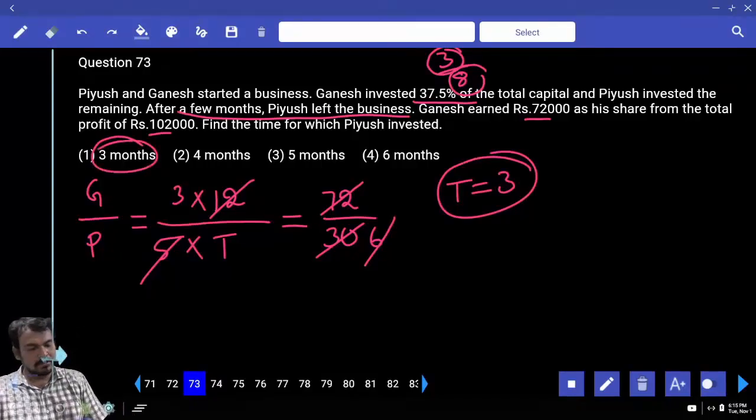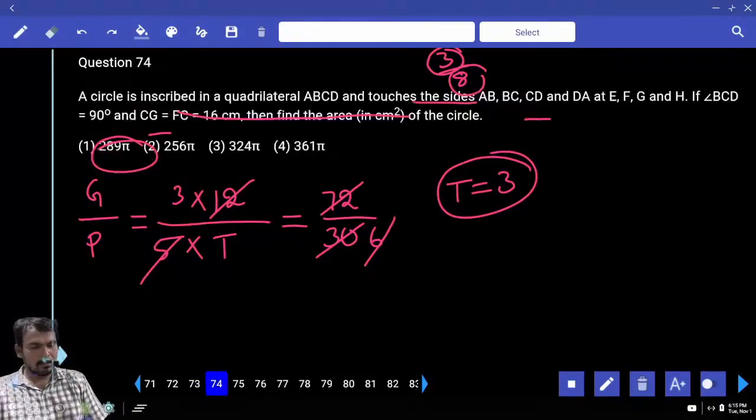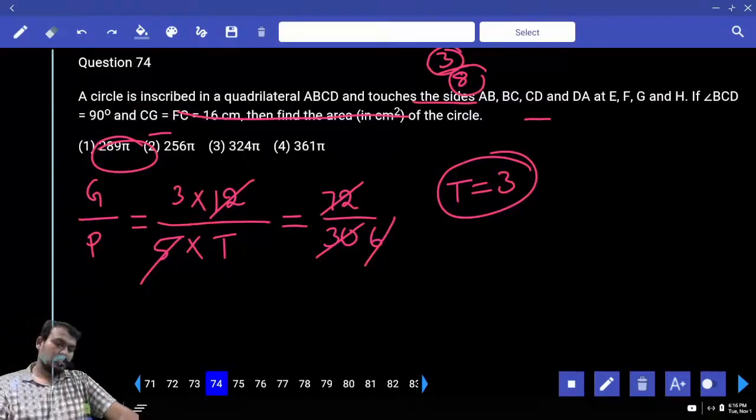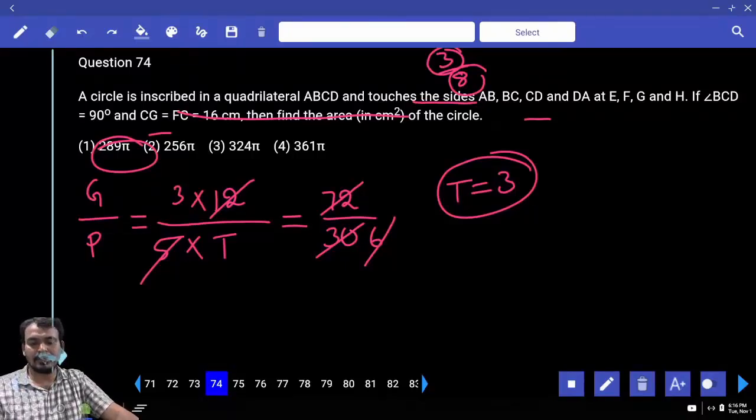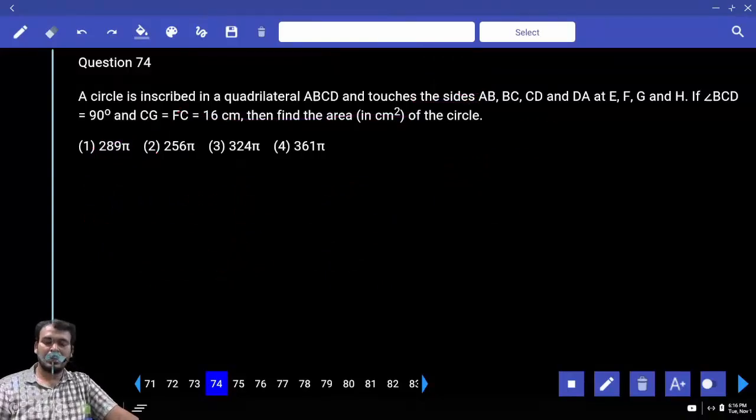Next question number 74. A circle is inscribed in a quadrilateral ABCD and touches the sides AB, BC, CD and DA at E, F, G, H. If angle BCD is 90 degrees, and CG equal to FC, which is also equal to 16 centimeters, find the area of the circle.